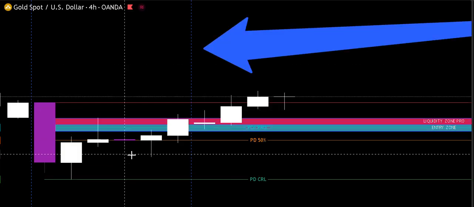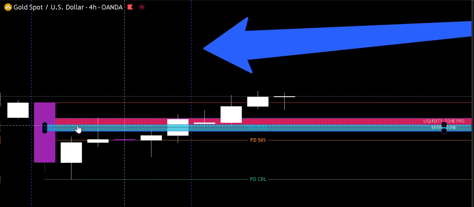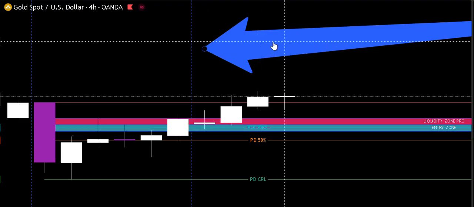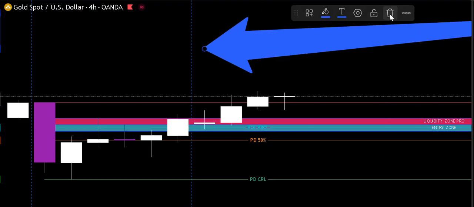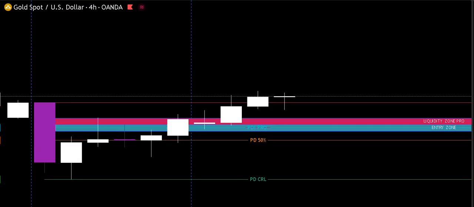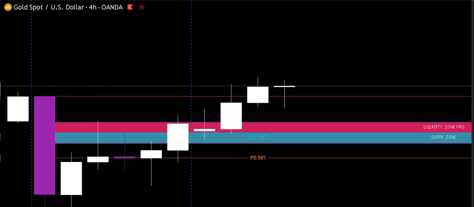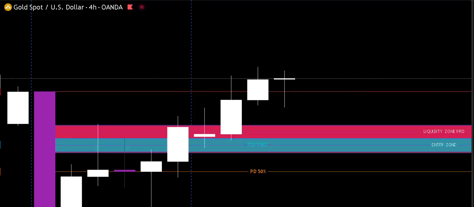What do you need in the 4 hour? We need a candle passing in the POI area, okay? That is the candle we need. That is the candle that helps us to trade. This is the candle that helps us to trade like a pro, okay?